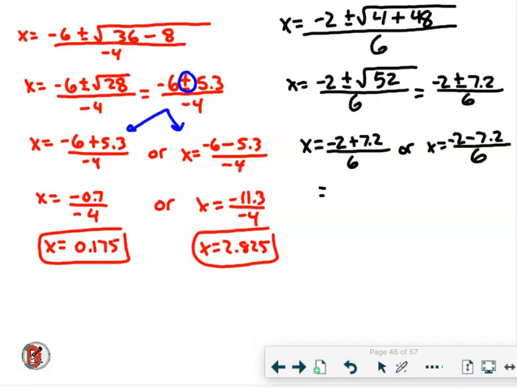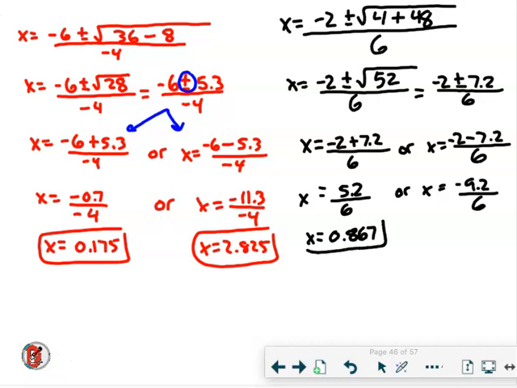So then I'm in a situation where I have -2 plus 7.2, which is 5.2 over 6, or x is equal to -9.2 over 6. Go to the calculator, get your two answers. 5.2 over 6 is 0.86 repeating, so I'll go 0.867, or 9.2 over 6, which is 1.53 repeating, so I'll go 1.533.